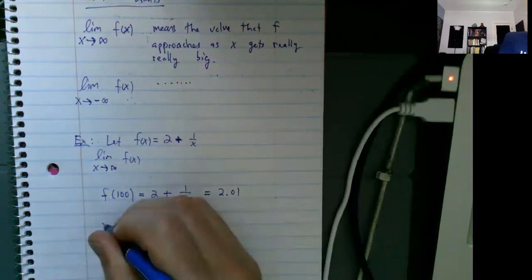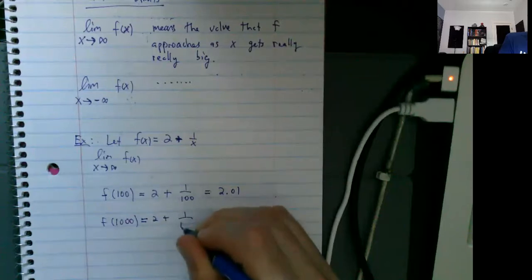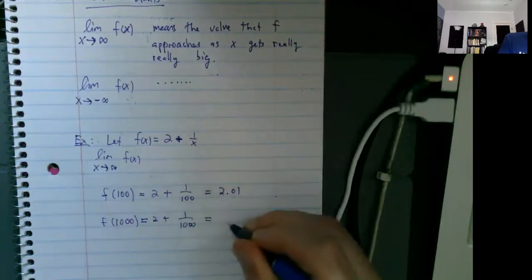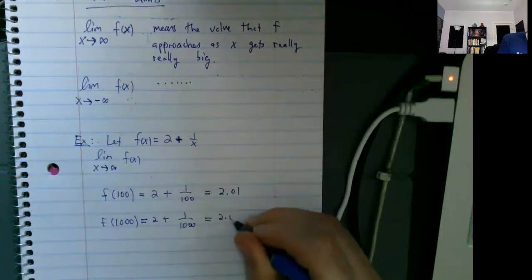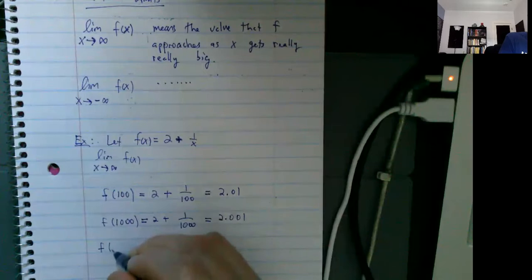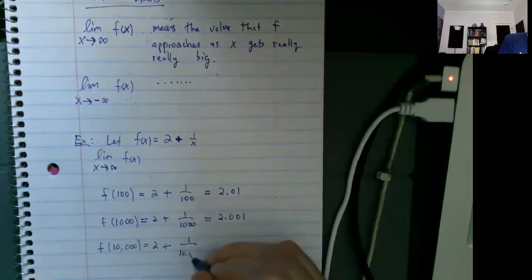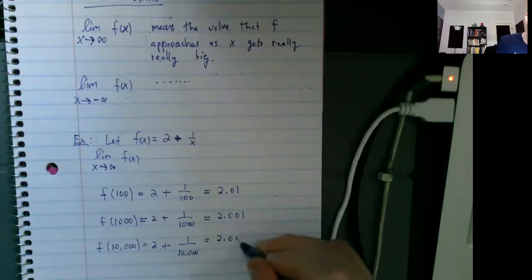What if we plug in an even larger number, like 1,000? Well, that would be 2 plus 1 over 1,000, which if you convert that to a decimal is 2.001. Probably you can already see where this is going, but just in case, let's go even further and plug in an even larger number. How about 10,000? If you plug 10,000 into this function, you have 2 plus 1 over 10,000. As a decimal, that's 2.0001.